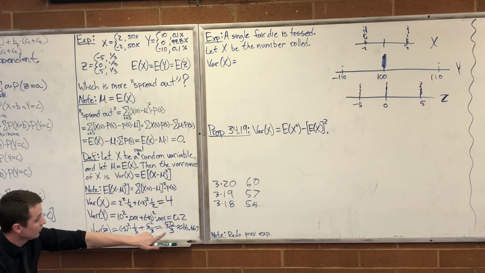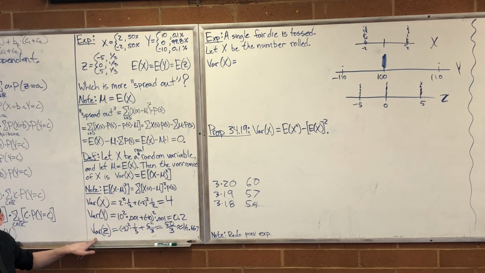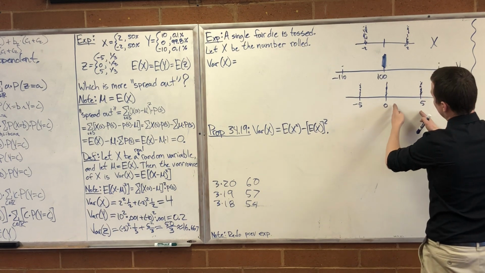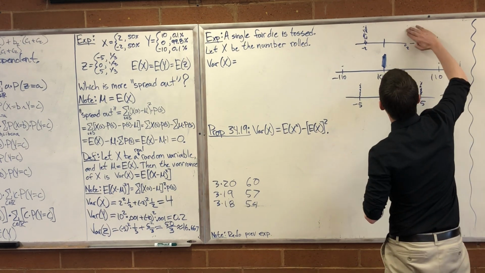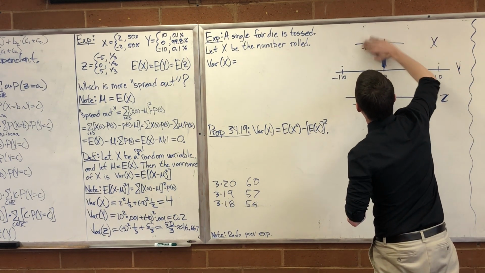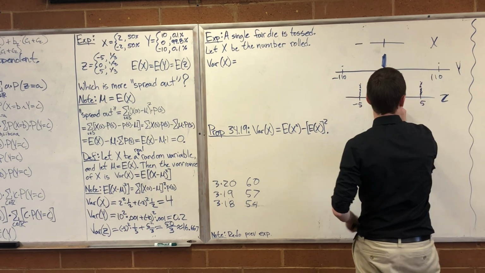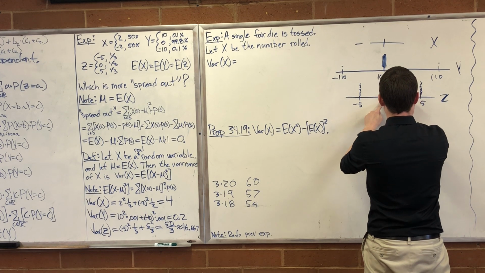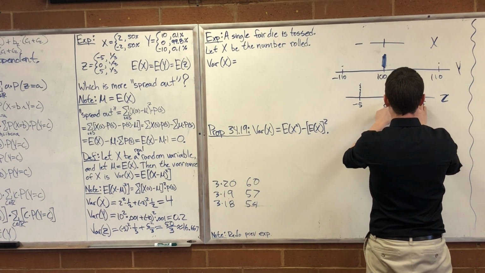So notice, Z is by far the most spread out data. The other ones don't come close. And our picture might be a little misleading because we didn't write this to scale. So if we try to write more to scale, let's see. That's 5, so that would have been 3. Oh, what am I doing? I did that really wrong.